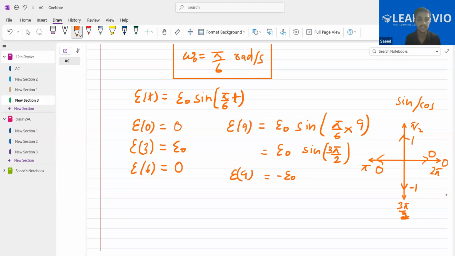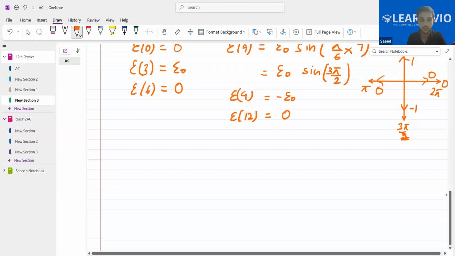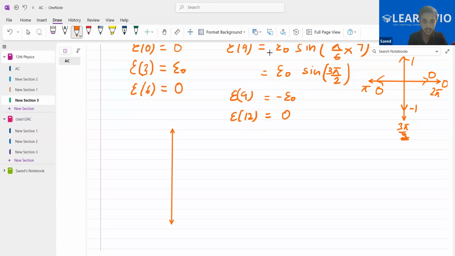Now see, E of 9 is minus of E naught, and E of 12 will be, can you see it directly from the expression? The angle inside the sine will be 2 pi, so it will be 0. Now what I'm going to do is draw the graph here. The graph will look something like this.